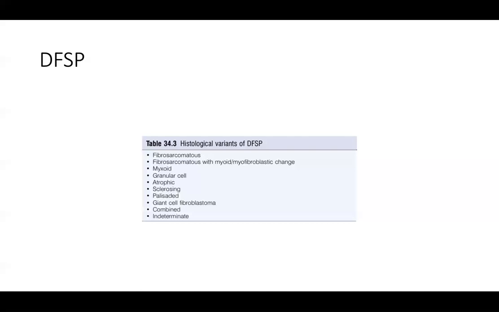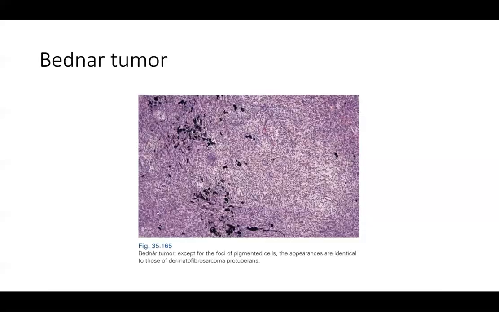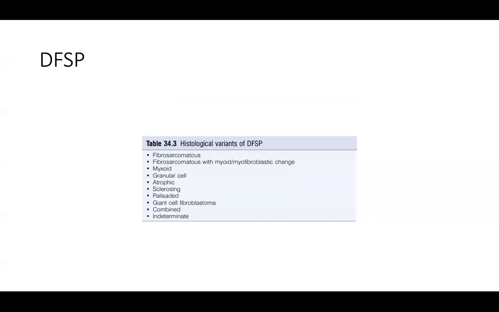Histologic variants of DFSP. So DFSPs can undergo fibrosarcomatous change, where it develops a herringbone pattern to the growth. And they can actually lose a little bit of their CD34 staining adjacent to the rest of the DFSP. So it becomes tricky, because you really have to look for the herringbone architecture as well as loss of CD34 to say that you have fibrosarcomatous change within the dermatofibrosarcoma protuberans.